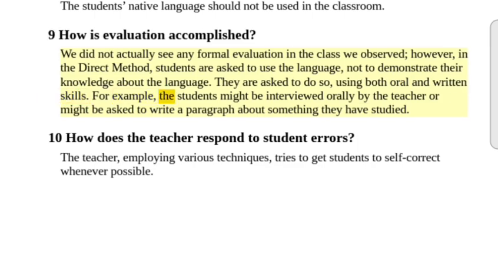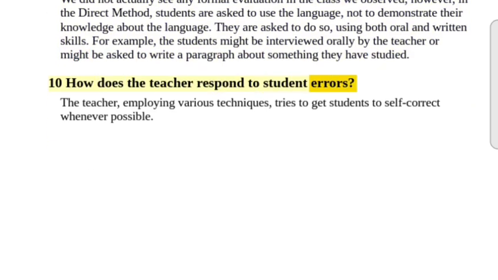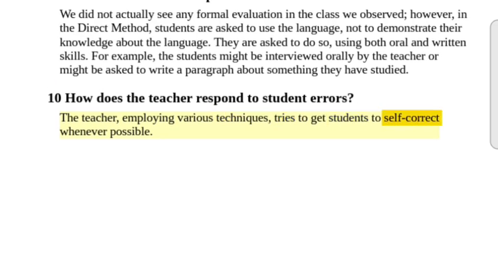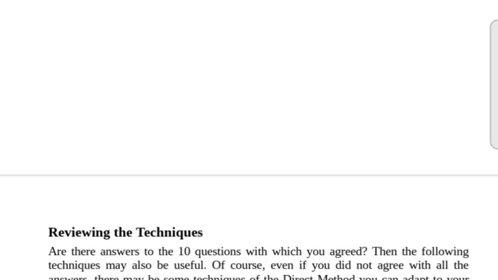For example, the students might be interviewed orally by the teacher or might be asked to write a paragraph about something they have studied. 10. How does the teacher respond to student errors? The teacher, employing various techniques, tries to get students to self-correct whenever possible.